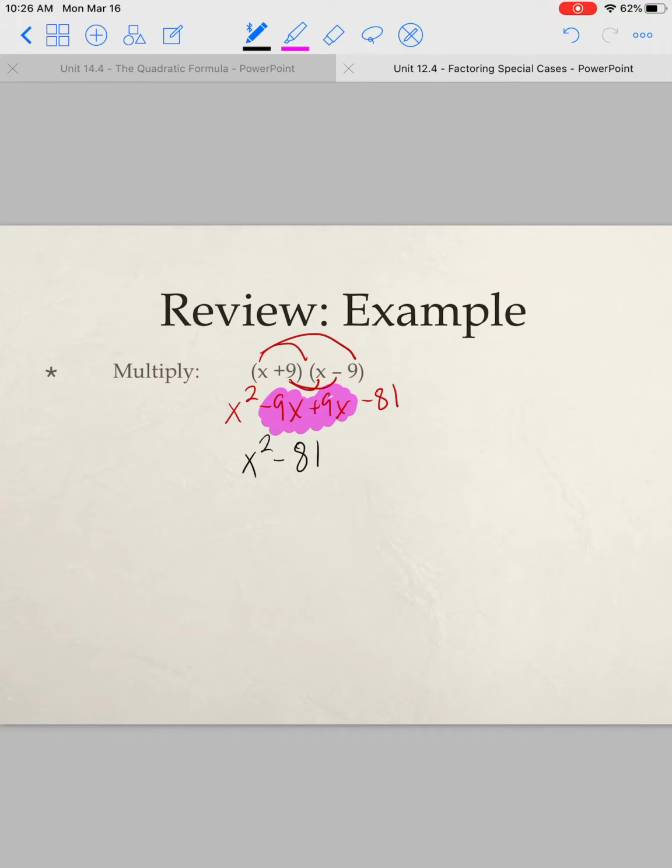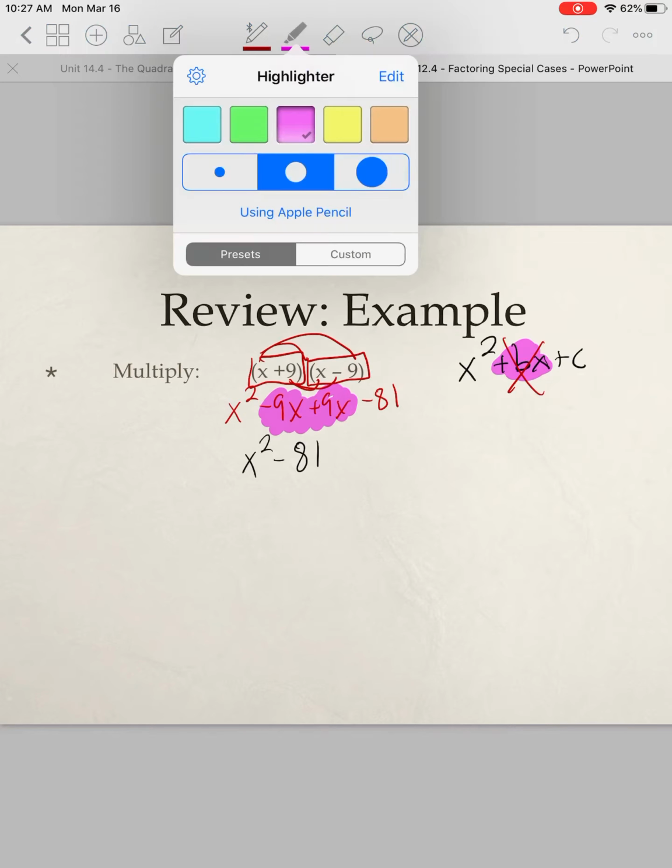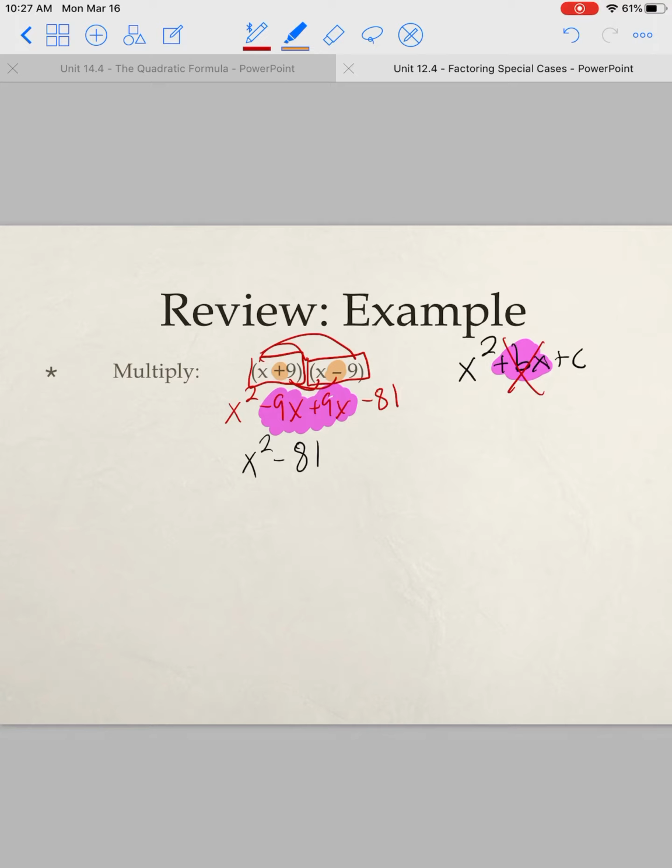All right. That middle term is gone. In the sense of if I have x squared plus bx plus c, this part right here is non-existent. It's gone. It ends up canceling, because these are the same exact thing, but my signs here are opposite, which causes those to cancel.